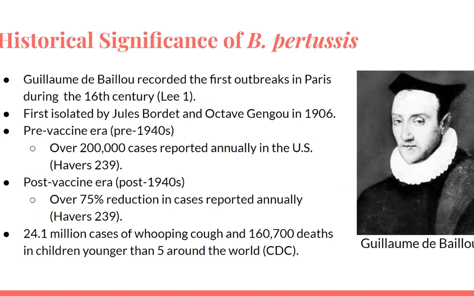The first recorded outbreaks were in Paris during the 16th century by Guillaume de Bayeux. However, it wasn't until 1906 that Jules Bordet and Octave Gengou successfully isolated this bacterium. Before the first vaccines were introduced in the 1940s, the US saw over 200,000 cases annually. Post-vaccine cases reduced by more than 75%. However, whooping cough remains a global issue, with 24.1 million cases and 160,700 deaths in children under 5 annually.